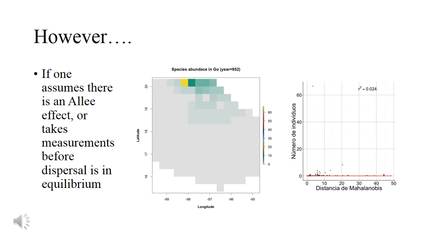And you see that, since there is a barrier separating the upper left side of the map and the lower right side of the map, the lower right side cannot be colonized because there is an Allee effect. Therefore you are going to end up with a lot of cells that are perfectly suitable but not colonized. They have zero population density. And that means that your correlation between population abundance and distance to the centroid is not going to be good.